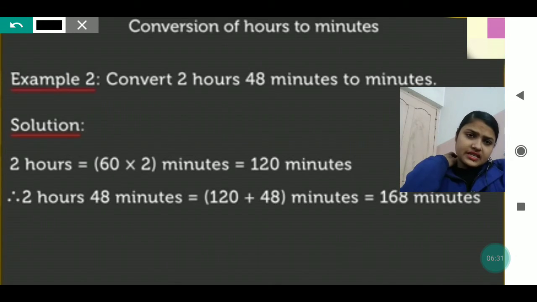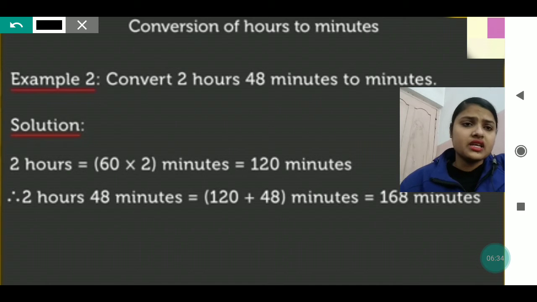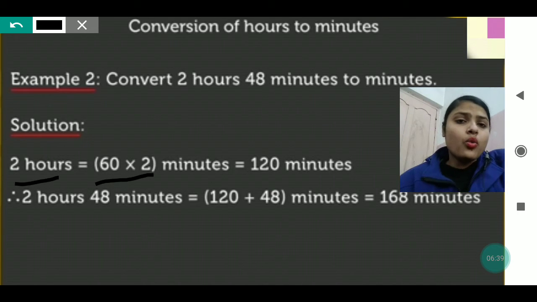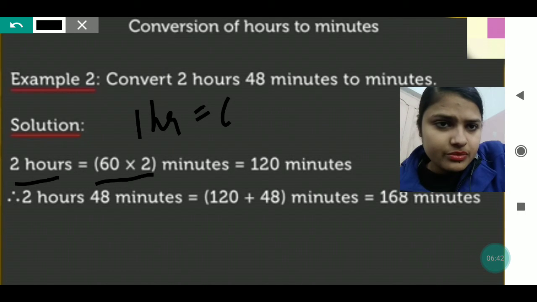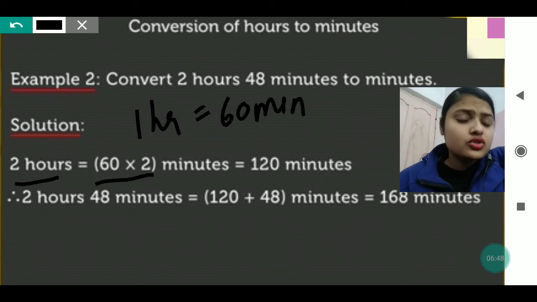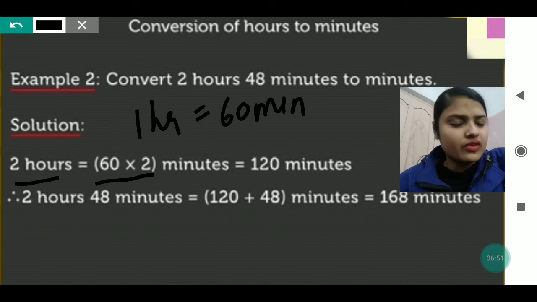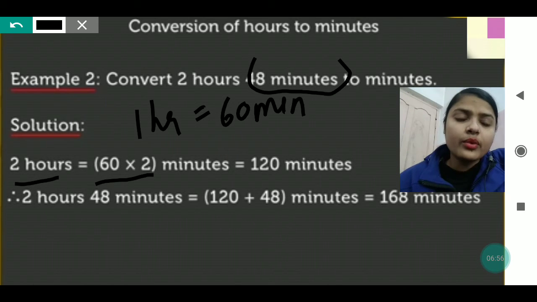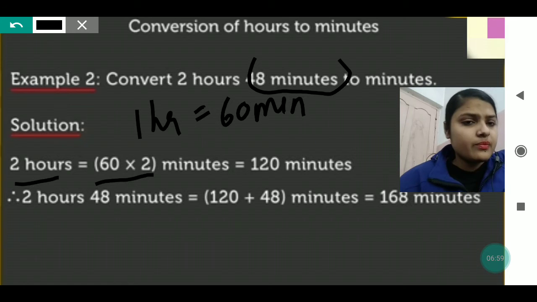In this question also you can see it is written: convert 2 hours 48 minutes to minutes. Same thing you have to do. 1 hour equals 60 minutes. So if 1 hour is equal to 60 minutes, then what will 2 hours be? 2 hours will be multiplied by 60, then you will get 120 minutes. And the extra 48 minutes will be added to that 120 minutes. If we add 48 minutes to 120 minutes, then we will get 168 minutes. That is the total we have got when we converted 2 hours and 48 minutes into minutes.